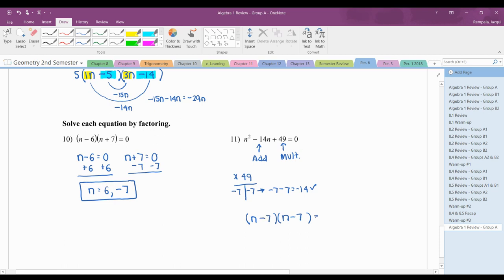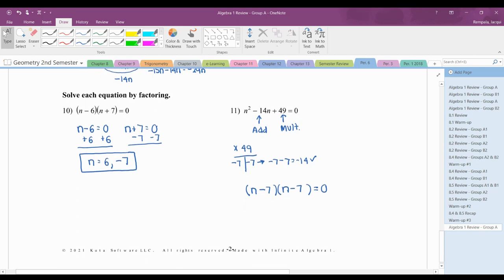But now this is an equation. It equals 0. So now I get to set each of those equal to 0. Well, notice that they are the exact same parentheses. So I really only have to do it once. I can take n minus 7 equal to 0, add 7 to both sides. Once again, I technically have two answers, but they're just the exact same number, n equals 7.